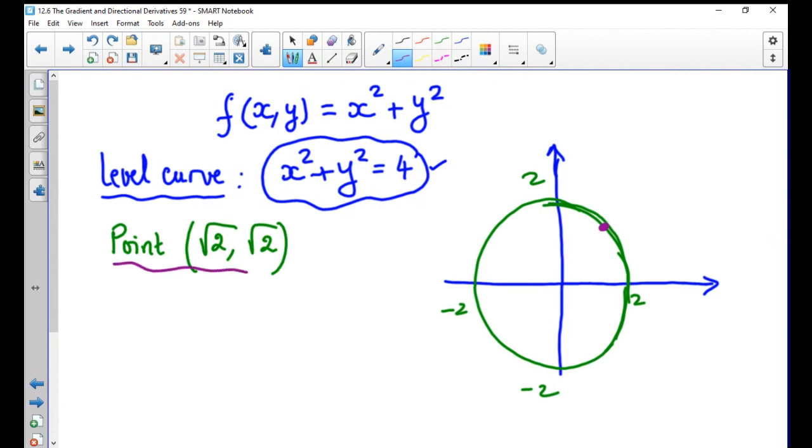How do I check, by the way, that this point is really on this circle? You substitute. x is square root of 2, y is square root of 2, and you will see that it will give you 4. So yes, it is on the circle. Now, at this point, there is a tangent line, yes? So we have a tangent line like this.